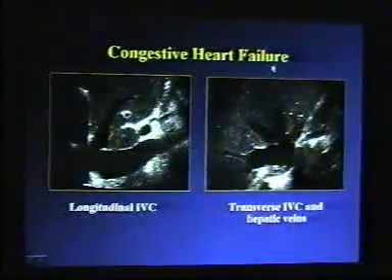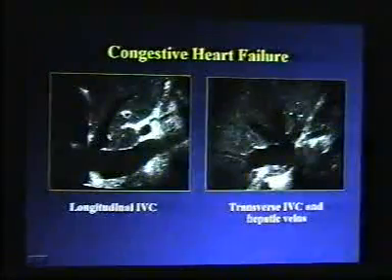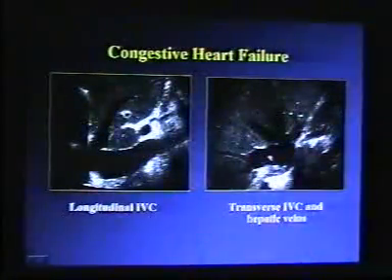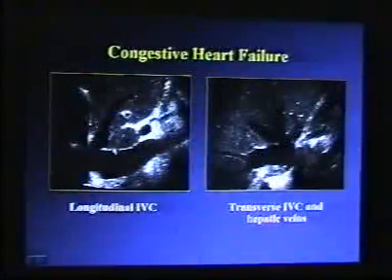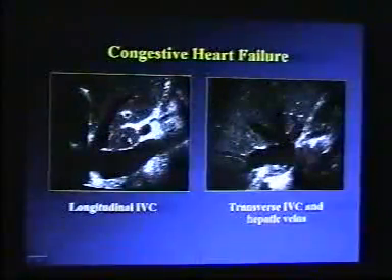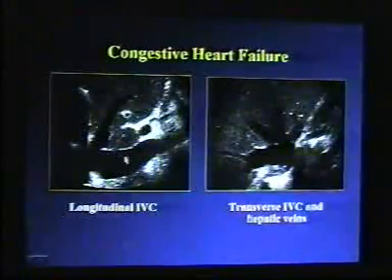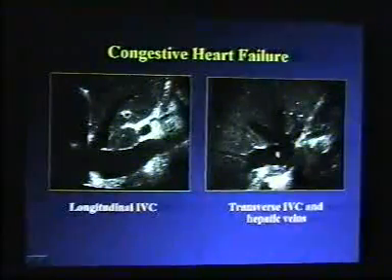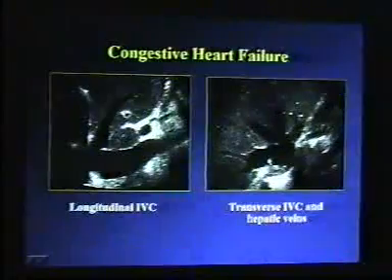Here is a patient of congestive heart failure. You can see the vessels which are dilated, transverse view of IVC and longitudinal view of IVC. This is portal vein and hepatic veins with caudate lobe, ligamentum venosum, and this is dilated longitudinal view of IVC. And we confirm that on transverse view with hepatic veins which were engorged due to congestive heart failure.